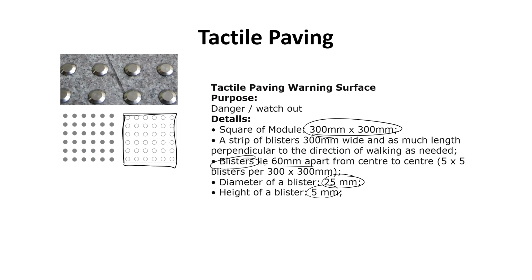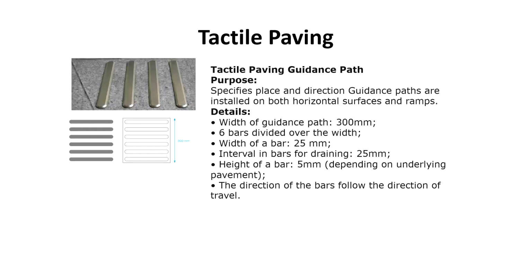And these blisters, one module, are usually called warning surfaces. So in the continuous path, if we see these, that means there is something ahead. What is there? We will go through that in detail in the coming slides. Now the next type of item is the guide path, which are these strips.